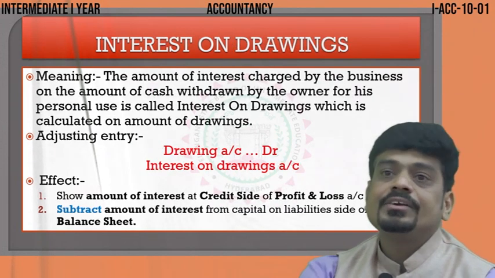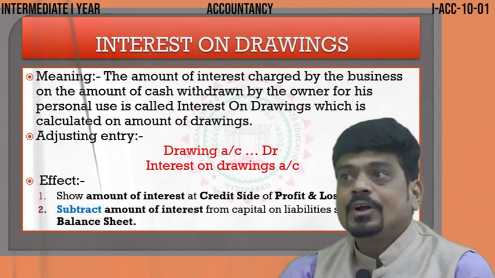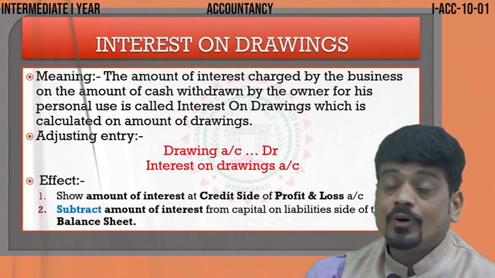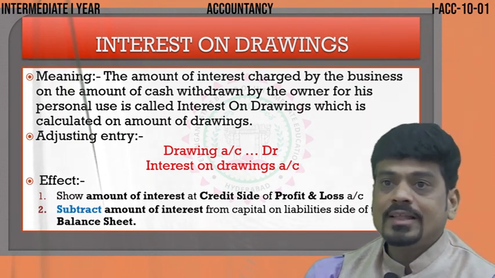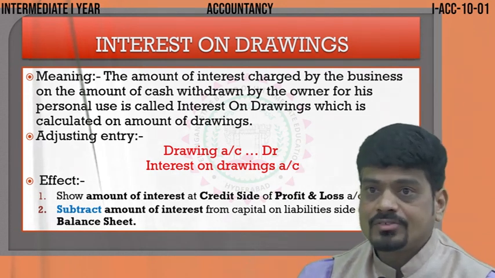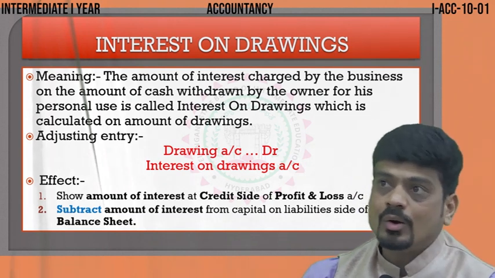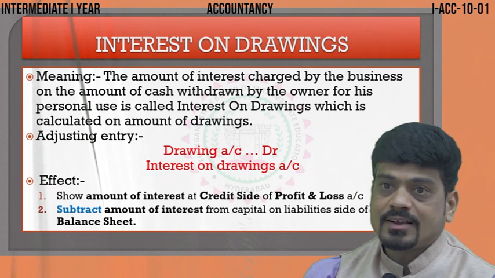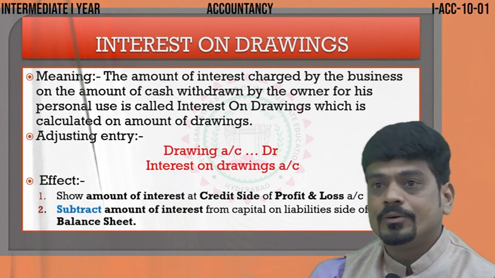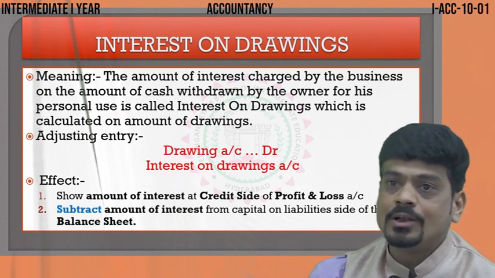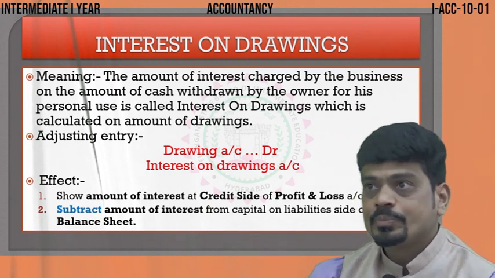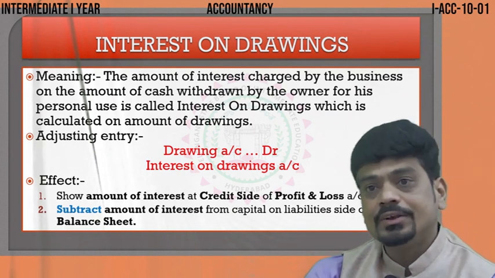Then comes interest on drawings. If the owner is withdrawing cash, goods, anything for his personal use, we call it drawings. On that, we'll charge interest, and that interest is called interest on drawings. What is the entry then? Drawings account debit to interest on drawings account. Now you may be thinking, why did sir not write "To" here? Actually, in India we use "To" and "By"; in foreign countries they won't use them. Just to make you understand, I have used it here, but according to Indian standard, we'll write "To interest on drawings."